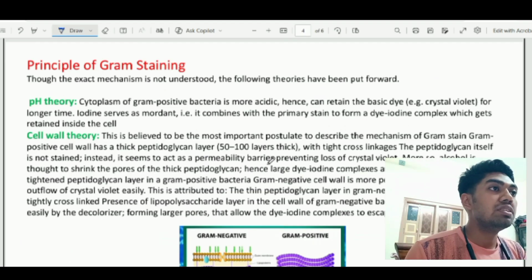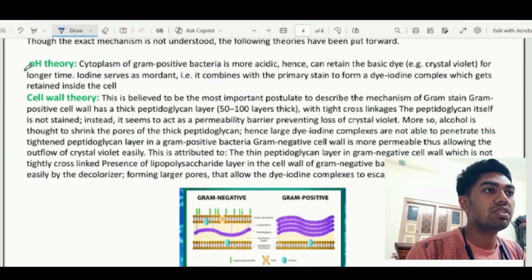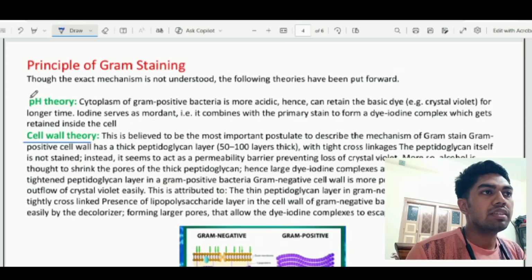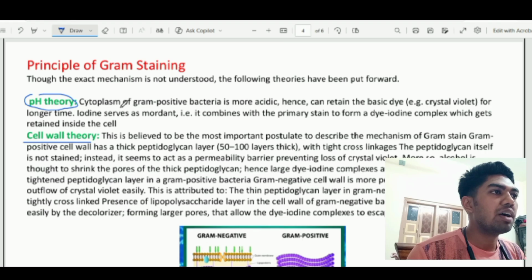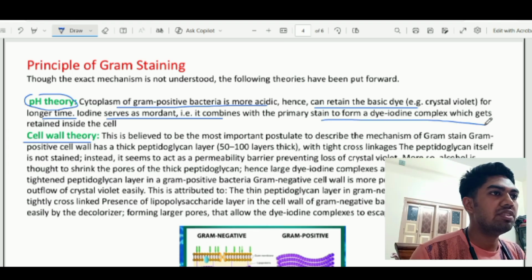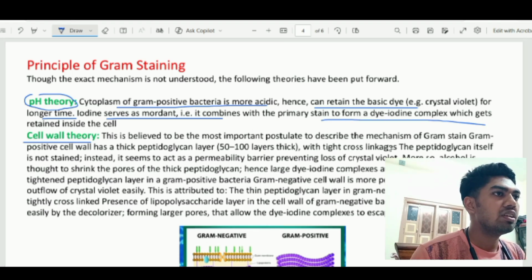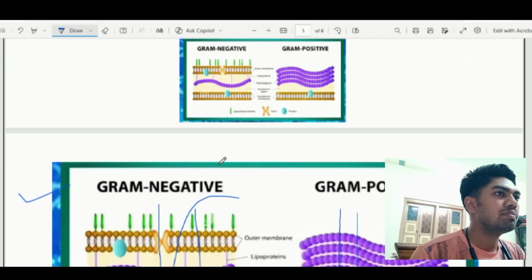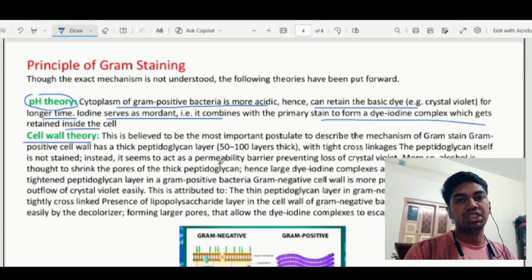So let's come to what other theories there are. This is the cell wall theory that I have explained. Besides that, there is the pH theory: the cytoplasm of gram positive bacteria is more acidic, hence it retains the basic dye for a longer time, and iodine serves as mordant. It binds with the primary stain to form the diiodine complex, so it gets retained in the cell wall. So this is all about the gram staining.